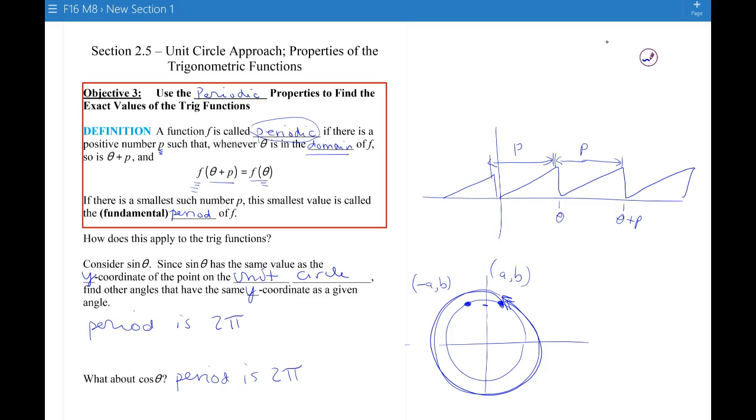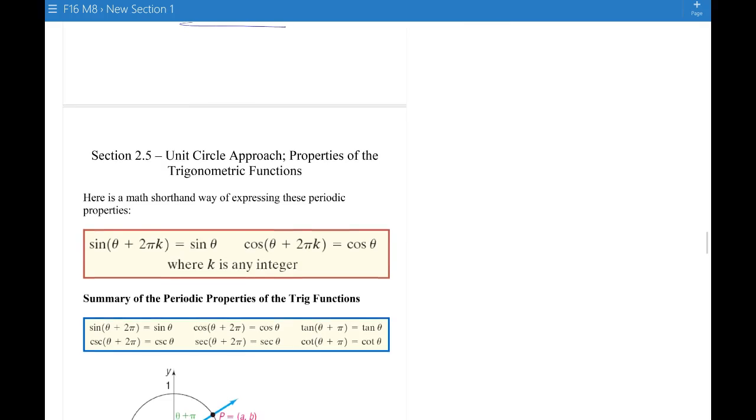If we go from, say, pi over 4 and find the cosine of pi over 4, and then we find the cosine of pi over 4 plus 2 pi, those are going to be equal. Do you see how that fits this model? If I go to pi over 4 plus 2 pi, p, the period, is 2 pi. So cosine theta also has a period of 2 pi.